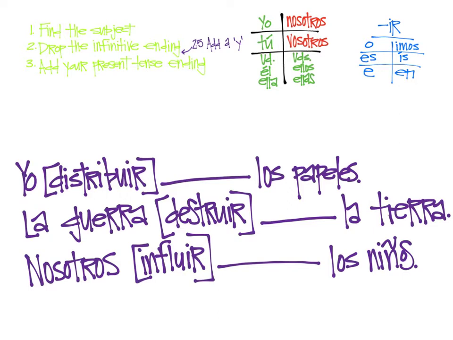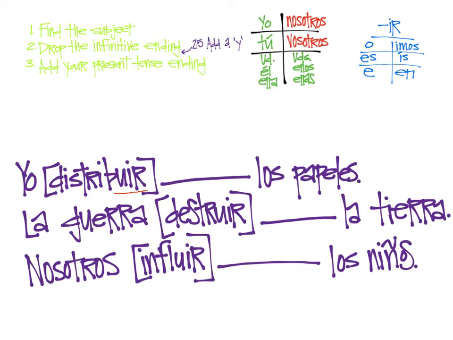So, the first thing that we're going to do is think to ourselves, okay, is distribuir in fact a verb that will require a spelling change? And we look at distribuir, we see that it ends in UIR. So yes, in the present tense, it will require a spelling change.